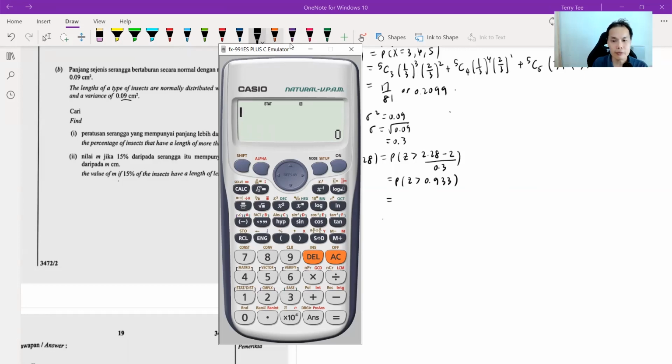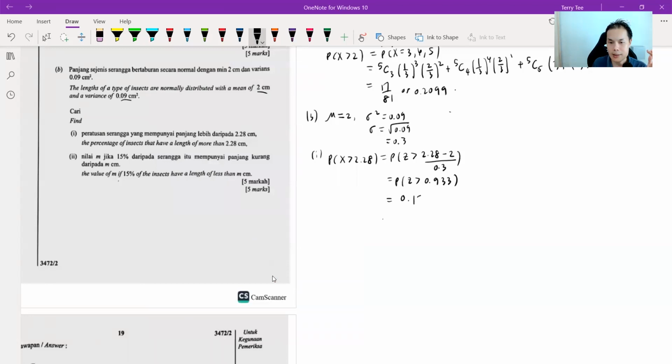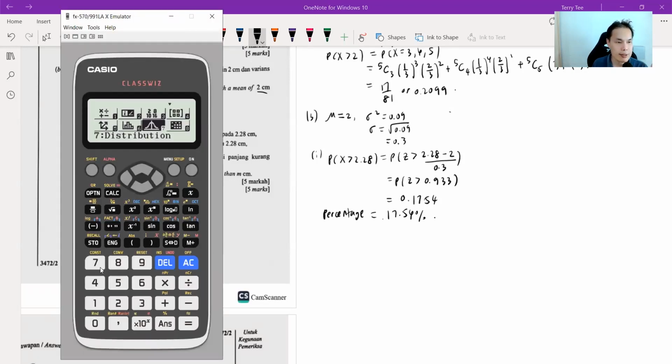All right, and then from here, you press shift 1 for distribution. Stats of distribution, press 5. Okay, and then from here, you want to press 3 for R. Remember, R in this calculator means upper tail. So we press 0.933 and press equals. I got 0.1754. If you're finding percentage, you just multiply by 100: 17.54%.